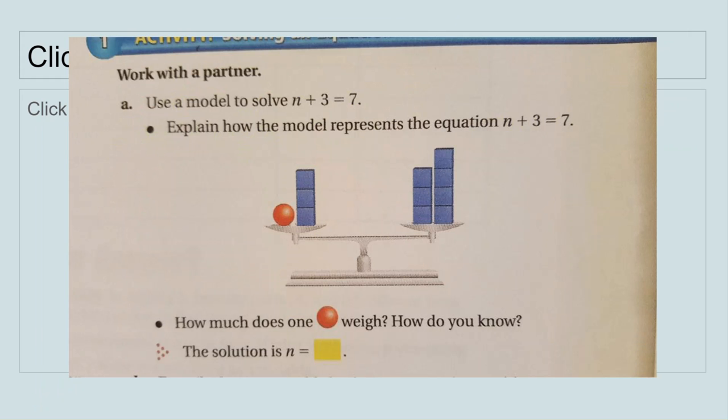The scale is in balance. The two sides of the scale are equal. The two sides of the equation are equal. The left side of the scale has the ball N plus 3 blocks. The right side of the scale has 7 blocks. So, N plus 3 equals 7.